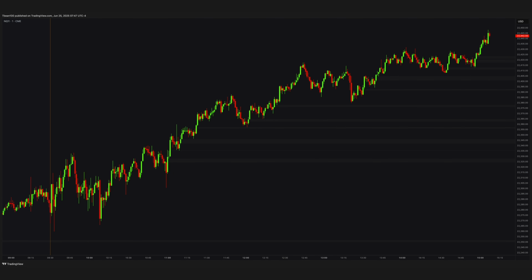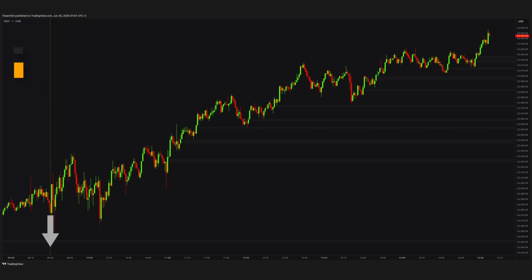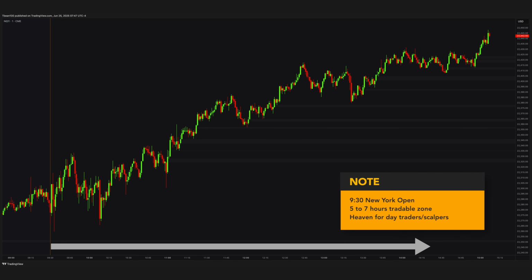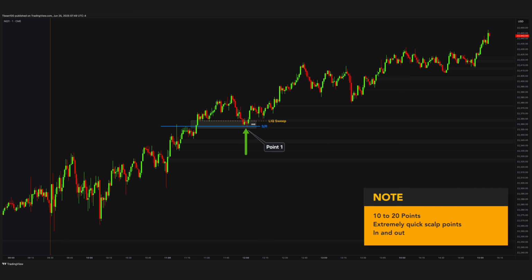What you see here is the Nasdaq chart in 1 minute time frame. This yellow line represents the New York Open, 9:30 a.m. This is the time that the highest number of traders trade the charts in the world. It generally takes a 5 to 7 hour window to trade, a heaven for day traders. What I want to look at here is a very simple pattern that we love to use. Notice this SR flip point, followed by an inner liquidity sweep in the location of an inner imbalance. This is the point of scalping.